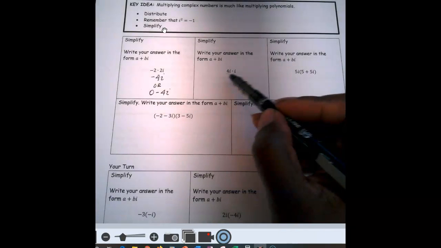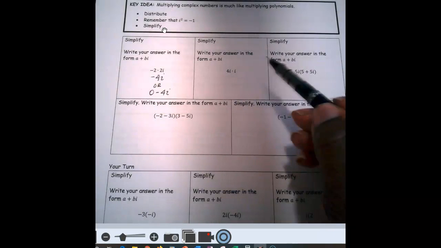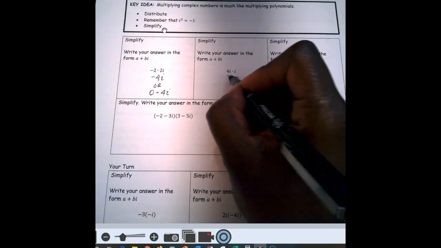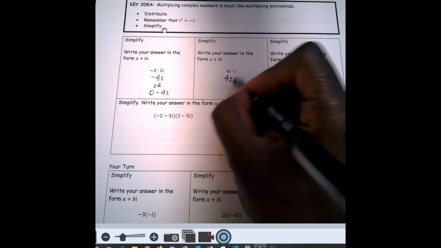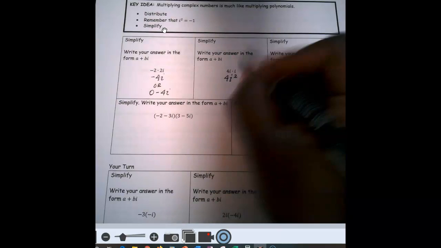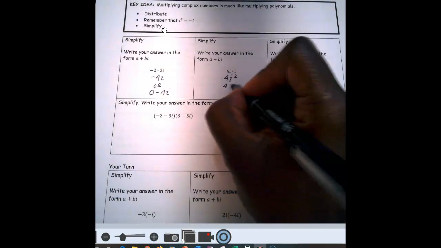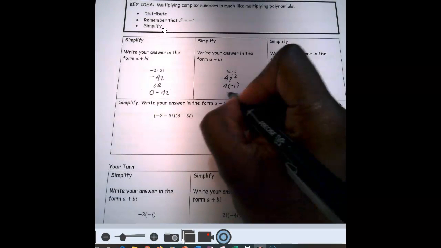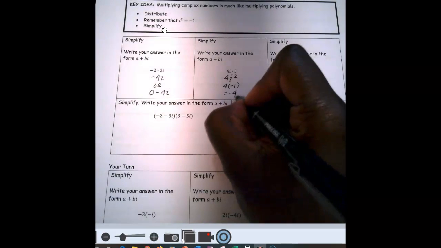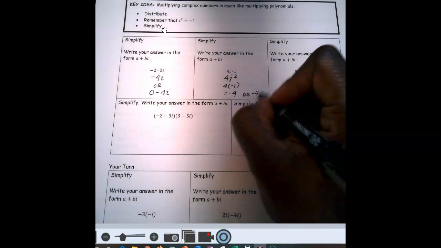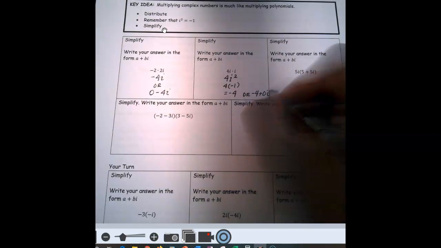Here we have 4i times i. So this time I've got my 4, but i times i would be i squared. And what did we say i squared is? i squared is -1. So your answer would be -4. Or you could write it as -4 + 0i.